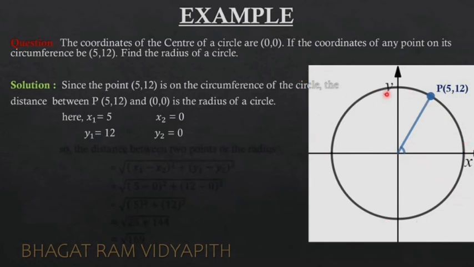This is a circle, the x and the y axis. This is the origin. There is any point (5, 12). Since both of these are positive, we have taken them in the first quadrant, P (5, 12). So the distance from the origin to this point, which is lying on the circumference of the circle, will give us the value of the radius.